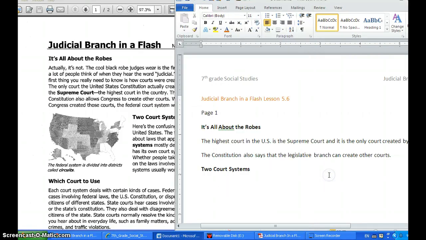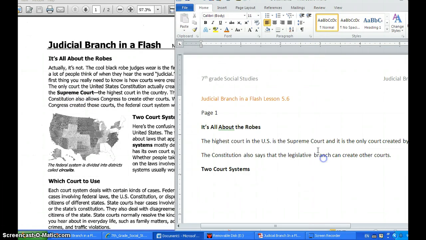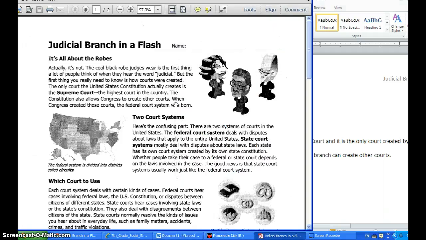Before we move on to the next section, as you can see in the reading, there is a bolded word, Supreme Court. These are vocabulary words. In this case, we already explained what the Supreme Court is. It's the highest court in the U.S. So we don't need to make note of that vocabulary word. Let's move on to the next section.